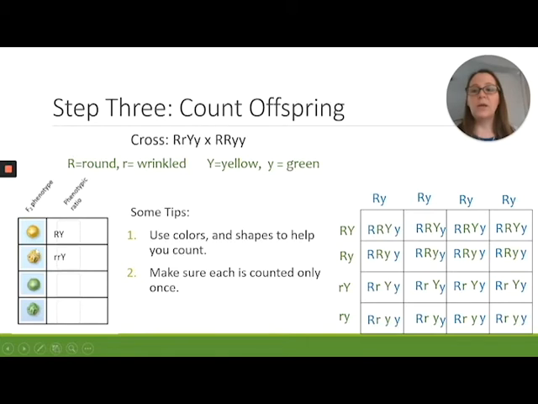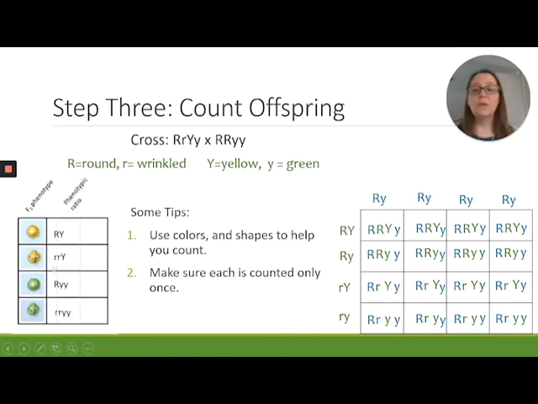For the wrinkly and yellow peas, it has to have two lowercase r's because it's recessive, and then it has to have at least one capital Y. For smooth and green, or round and green, it has to have at least one capital R, but the color has to be homozygous recessive. For the wrinkly green pea, both traits have to be homozygous recessive.